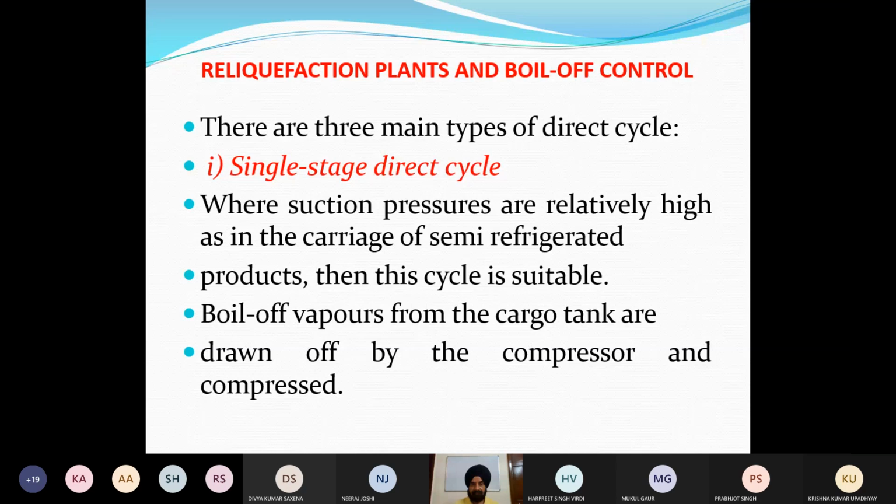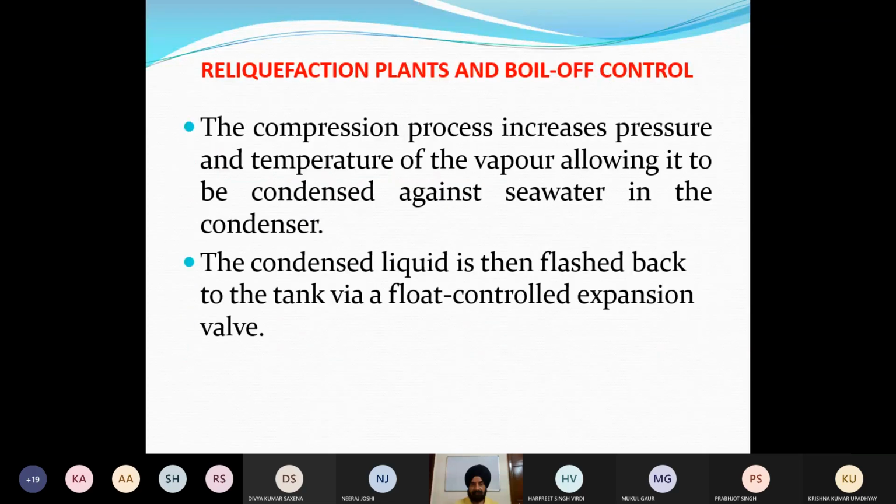Here, where the suction pressures are relatively high as in carriage of semi-refrigerated products, this cycle is suitable. Boil off vapors from the cargo tank are drawn off by the compressor and compressed. The compression process increases the pressure and temperature of the vapor, allowing it to be condensed against seawater in the condenser, and this condensed liquid is then flashed back to the tank via a float controlled expansion valve. So this is basically like a refrigeration system.